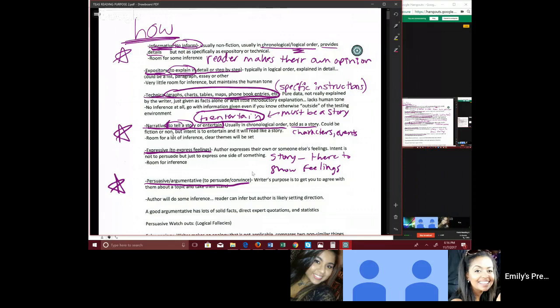And then the last one is probably the most obvious to most of us, which is a persuasive. A persuasive can be called an argumentative, and I really only put that on there because you might have heard it said that way in the past. But it's always going to be referred to as a persuasive within the context of the test. When we think about a persuasive, we're thinking about something that is there to persuade us.